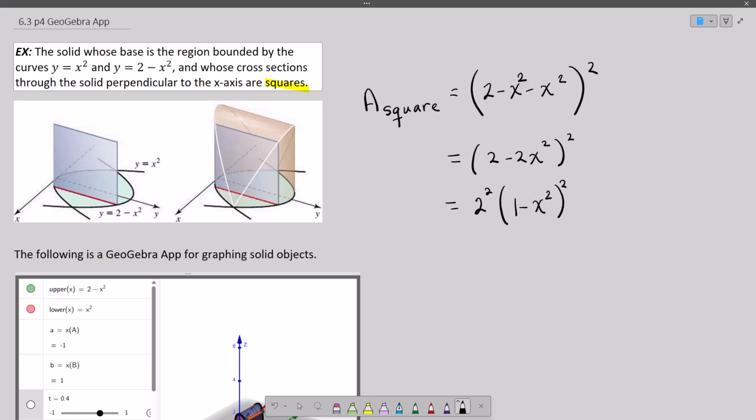Factoring out the 2, just because it'll be a little easier to FOIL this out. So we're going to have 1 minus 2x squared, plus x to the 4th. So we get that. That is our area function at x.